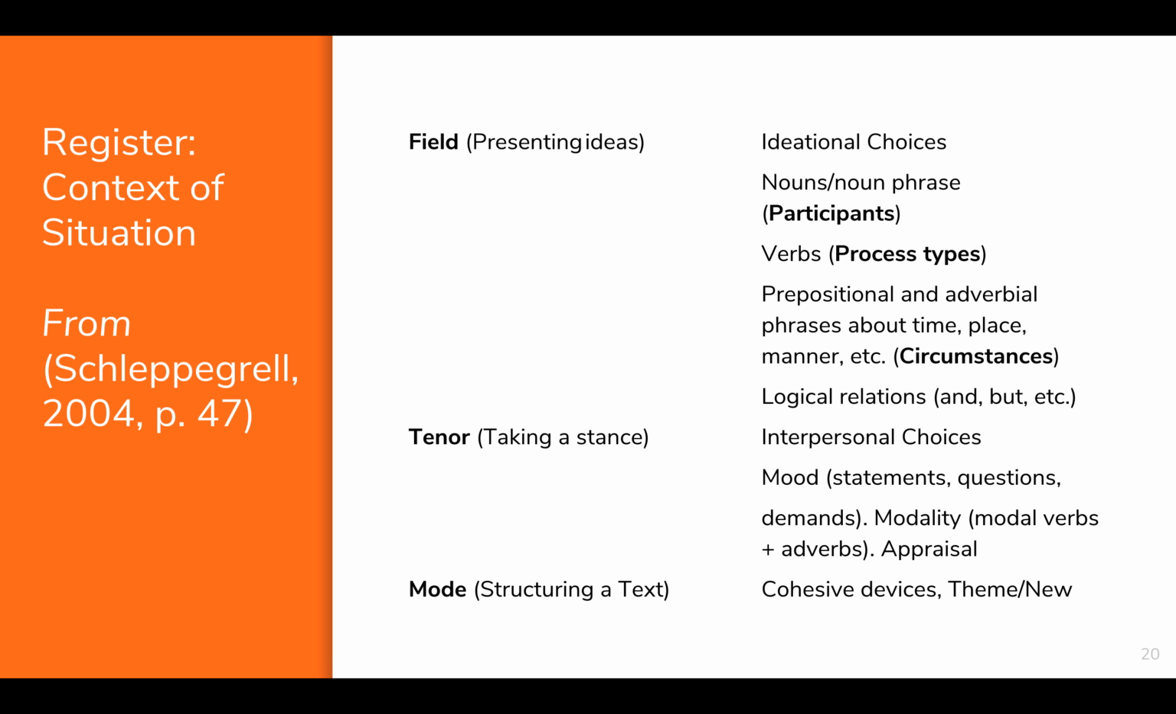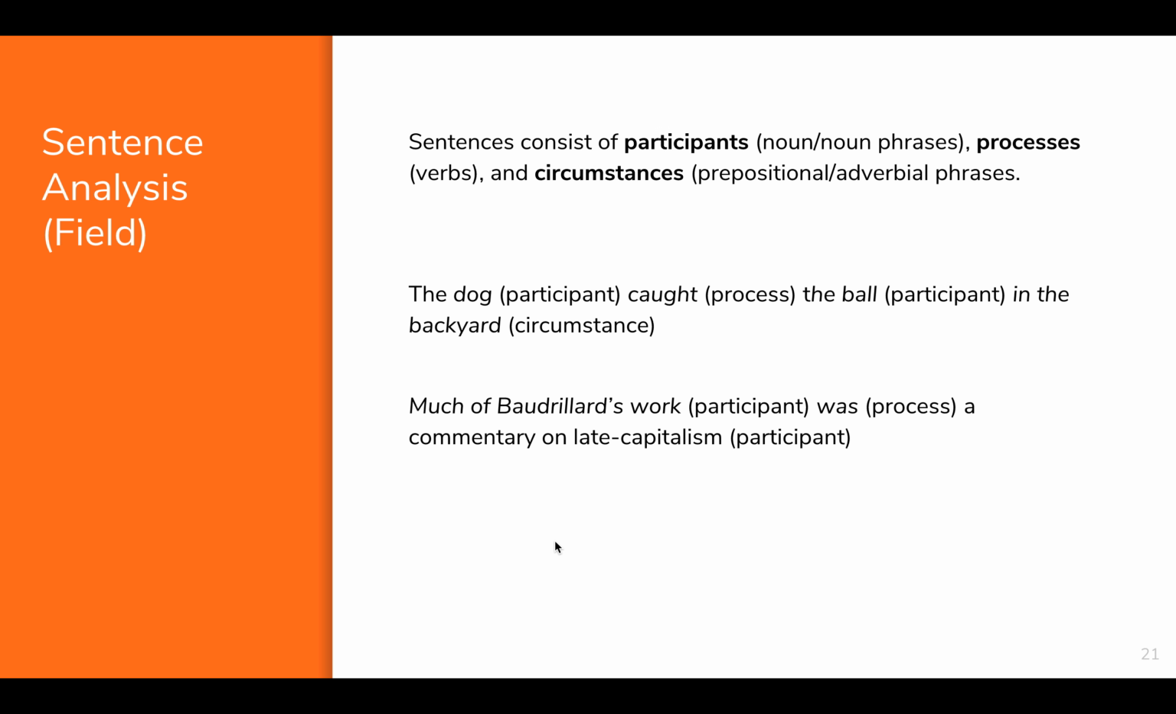Also looking at things like the theme of the text. And the theme is just the first slot of a text, and then the new is the rest of the text. We can get into that some other time as well. But let's look at sentence analysis a little bit, looking at field. So sentences consist of participants, nouns, noun phrases, processes, which are verbs, and circumstances, which are prepositional and adverbial phrases.